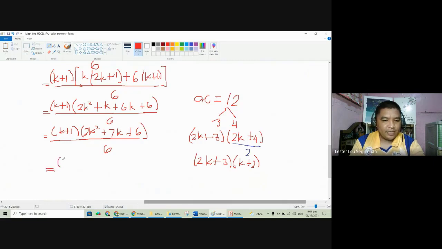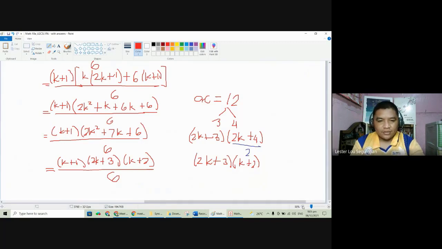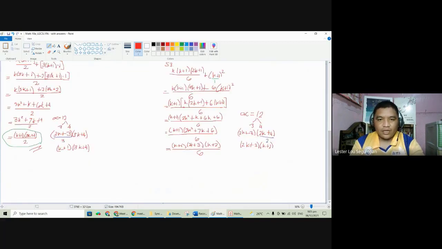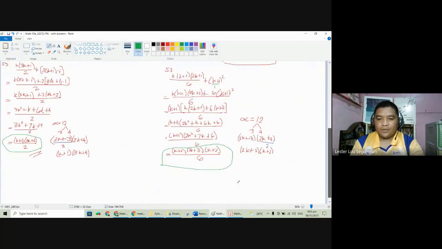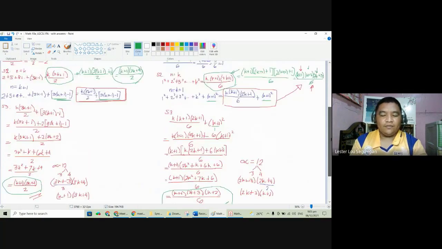So if we substitute here, you have k plus 1 times 2k plus 3 times k plus 2 all over 6. Let's see if we have the same results. This is our result here: the product of k plus 1, 2k plus 3, and k plus 2 all over 6. Is it the same as this? k plus 1, k plus 2, check. 2k plus 3, check. All over 6, check. We have proven this identity for number 3.